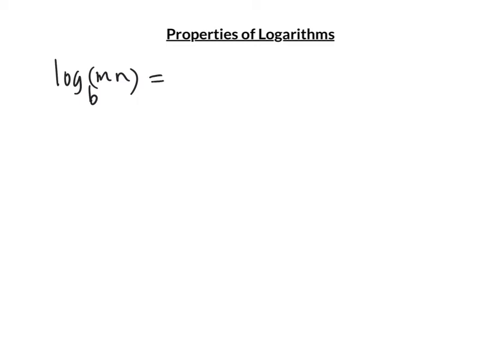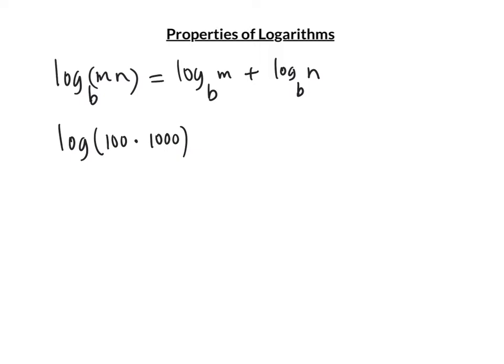You add them. The log base b of m times n is the log base b of m plus the log base b of n. Let's take a simple example with numbers. If I ask you to figure out the log of 100 times 1000, you'll notice there's no base. That means the base is 10.